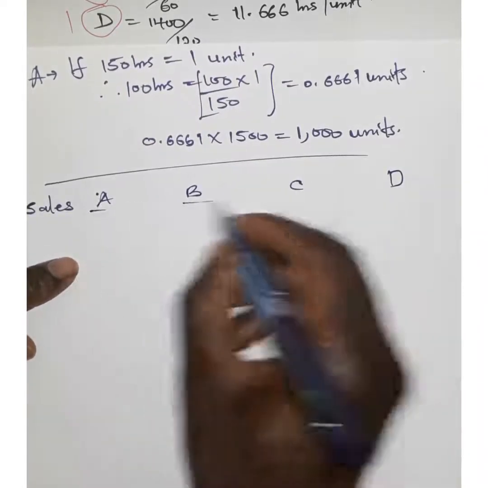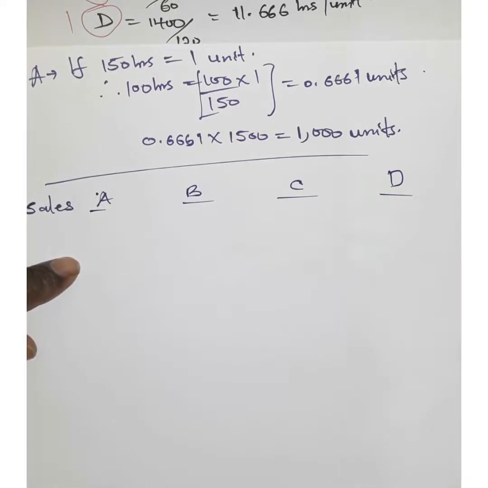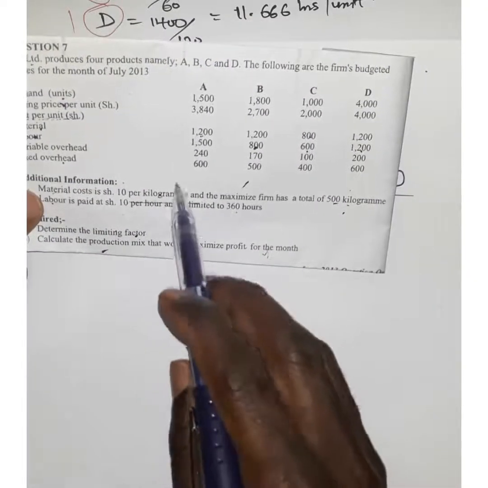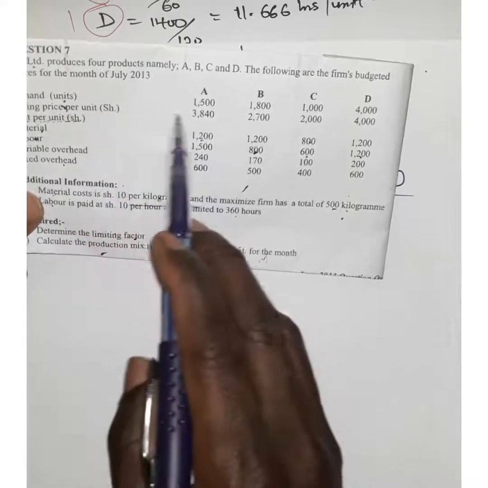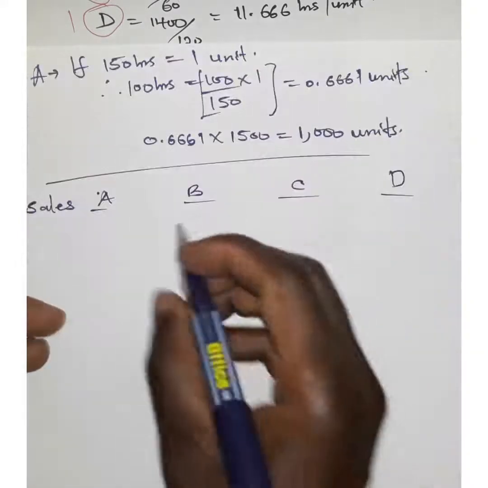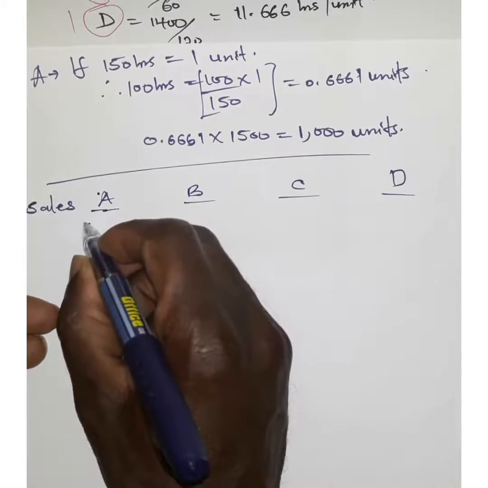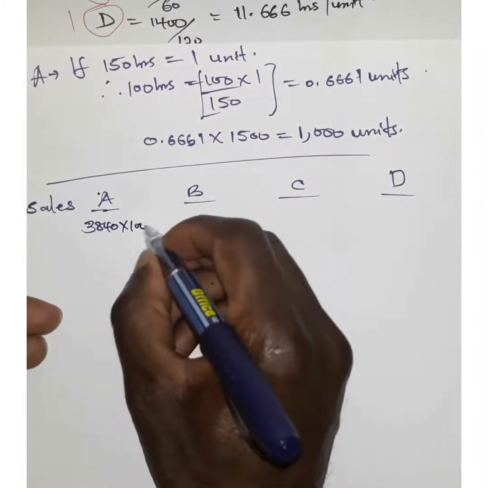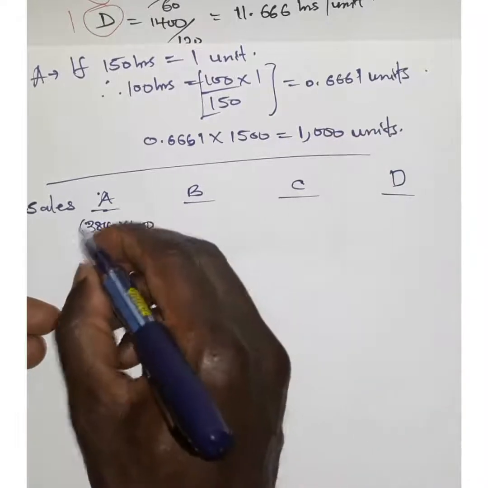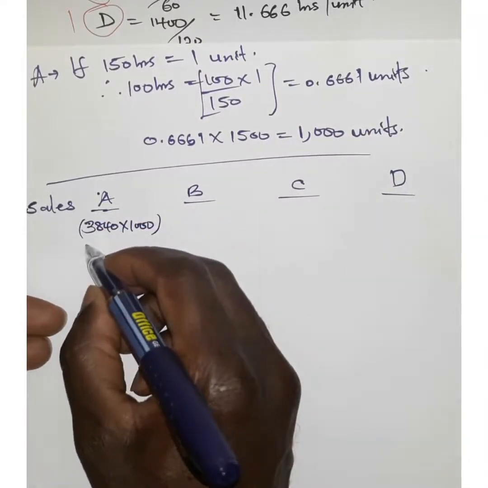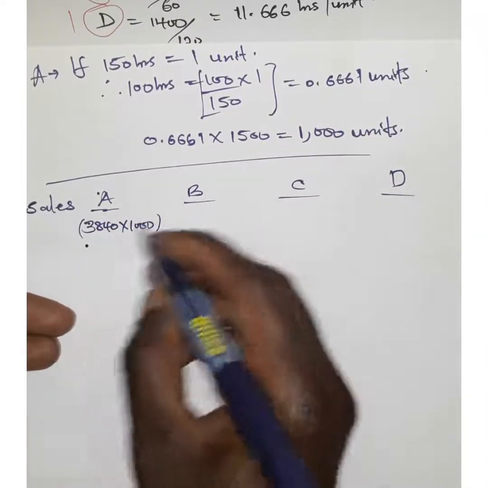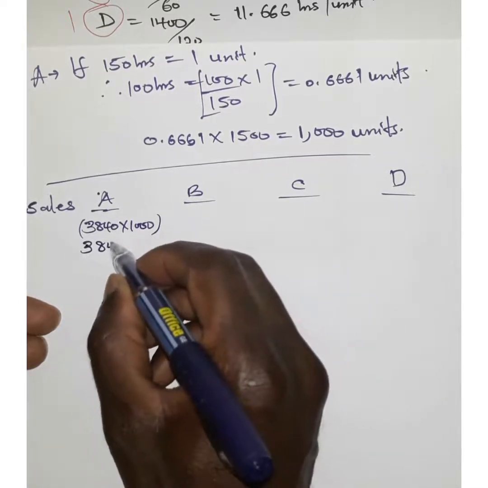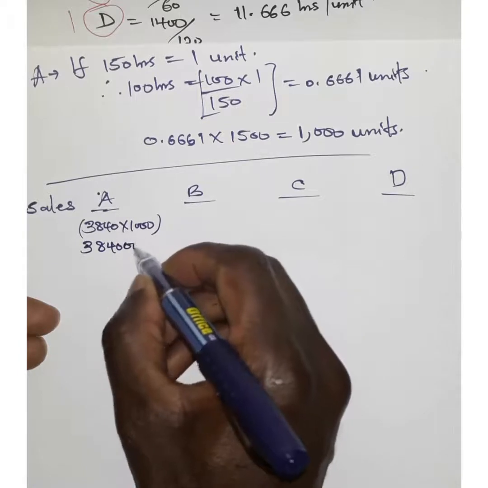So sales as per A, we are told that they are 3,840. So 3,840 times the 1000 units which are required, we shall get a value of 3,840, then 3 zeros.